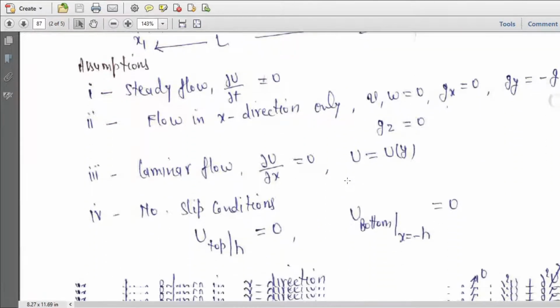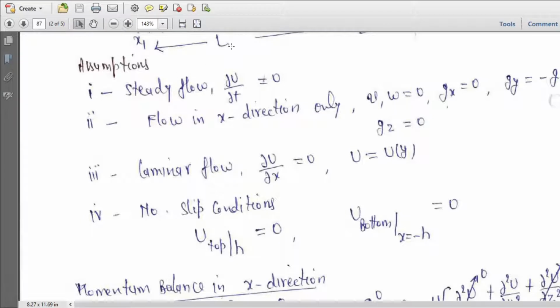The assumptions are: we are considering steady flow, so the del u upon del t term is equal to 0. Flow is totally in the x direction only, so v and w equal 0. Gx equal to 0, Gy equal to minus g, Gz equal to 0. Fully developed laminar flow in direction x, so del u upon del x equal to 0. So u is only a function of y.